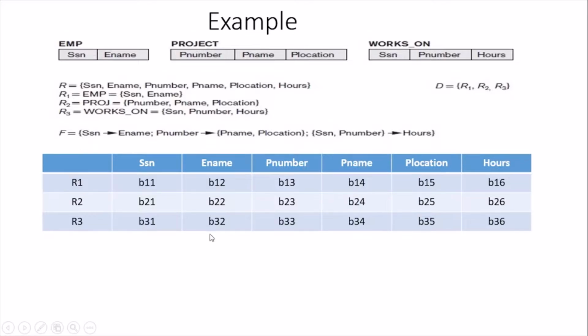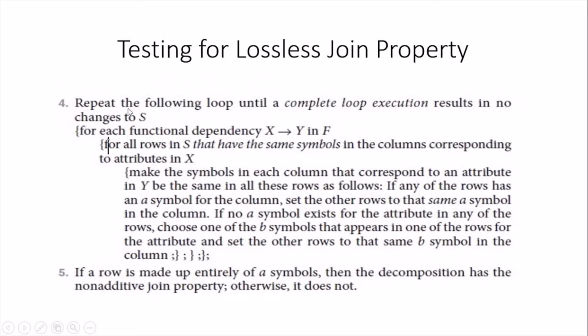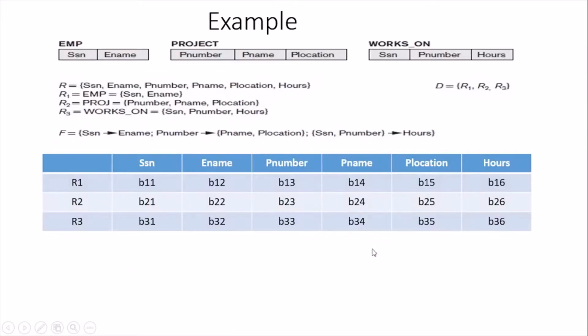Now you have a loop in this algorithm that takes each functional dependency X to Y, and for all rows in S that have the same symbols in the columns corresponding to attributes in X, you check if they have the same values. If they have the same values, then look at the Y part. If Y has an A, then copy that everywhere. So that is the algorithm.